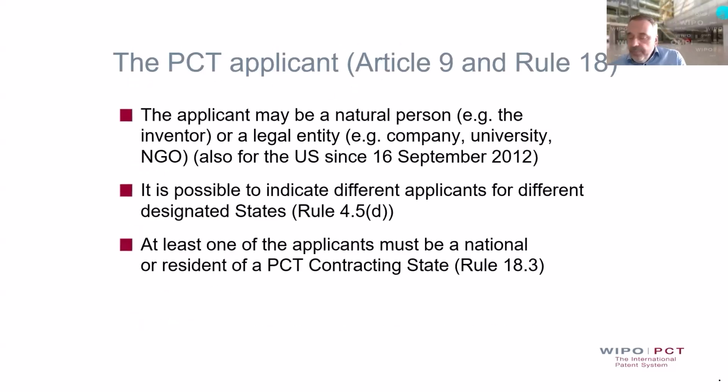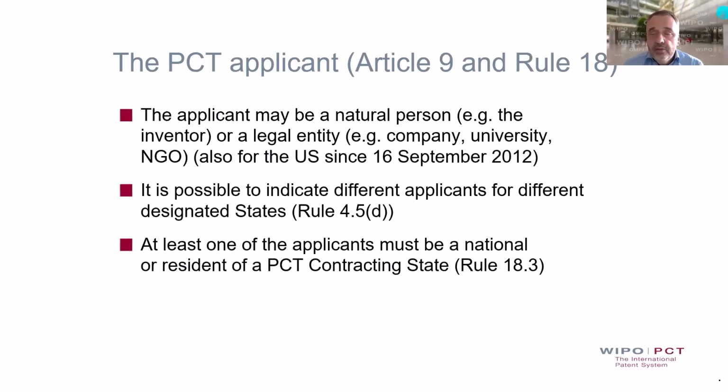Now, who can be an applicant of a PCT application? Applicants can either be natural persons, people like you and me. For instance, the inventor him or herself can be both inventor and applicant, or, and that's probably more common in practice, a legal entity, a company. But we also, of course, have universities and research institutes, etc., etc.